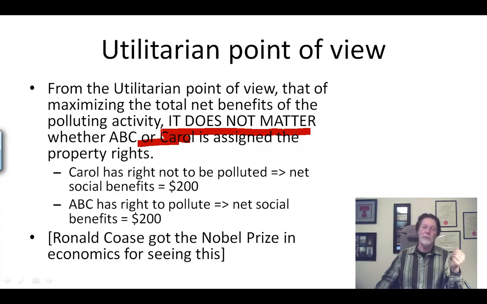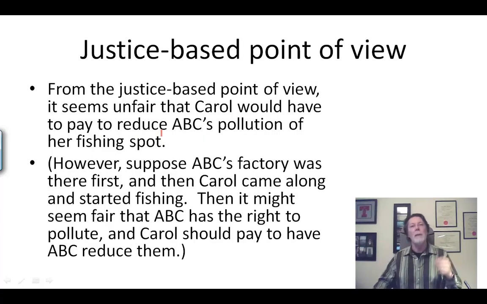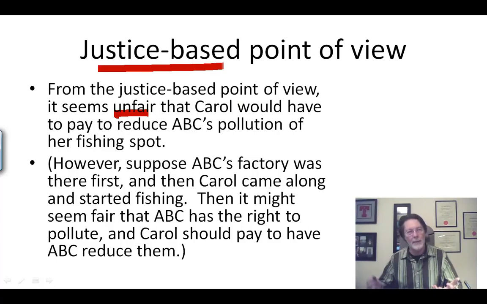Okay, and Ronald Coase, an economist, got the Nobel Prize for seeing this. From the utilitarian point of view, it doesn't matter who has the property rights. But from the justice point of view, of course, it does. It may seem unfair that Carol would have to pay to reduce ABC's pollution, if you think perhaps that ABC had no right to pollute, though it could have been the case that ABC was there first, etc. But you can make arguments that there are justice-based considerations that come into this, as always, whenever you have a utilitarian argument.